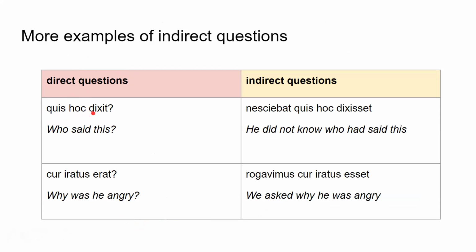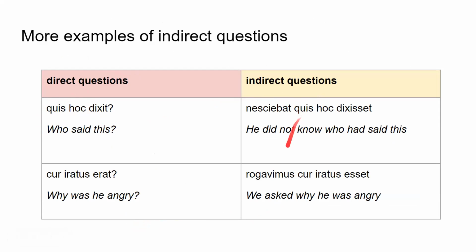Direct question: quis hoc dixit. Notice that this quis is an interrogative adjective. Who said this? Quis is the subject of dixit, and dixit is, by the way, perfect tense, but it's indicative mood, and hoc is the direct object. So that's a direct question.